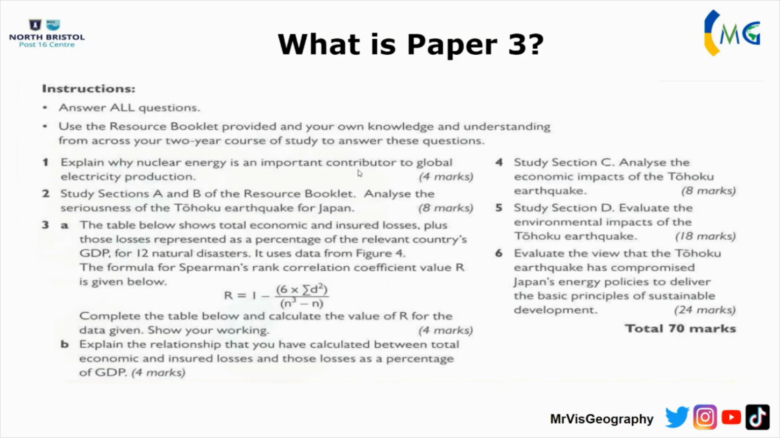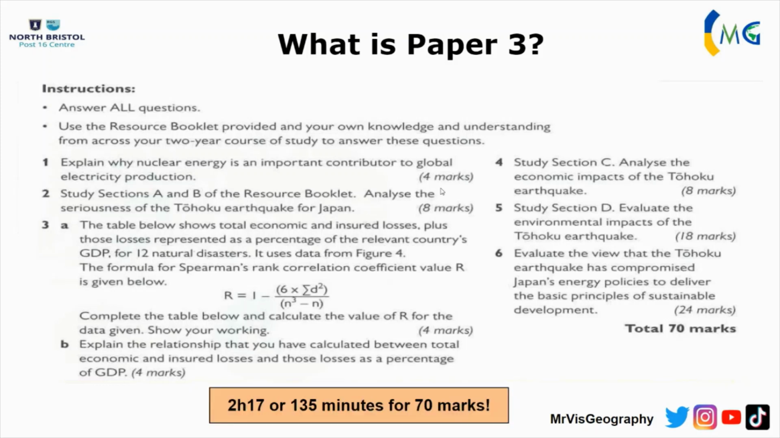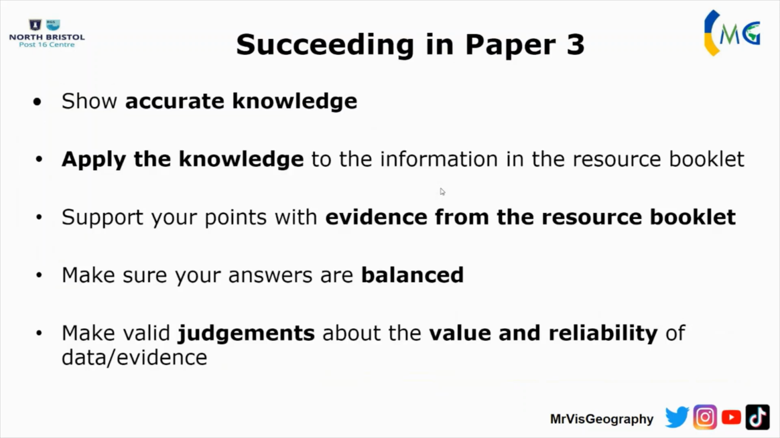Okay, this is how a paper 3 exam actually looks. You've got 2 4-mark questions, 2 8-mark questions, 1 18 and 1 24. And remember, you've got 2 hours 15, or 135 minutes, for 70 marks. So plenty of time. Just make sure you use that time wisely.